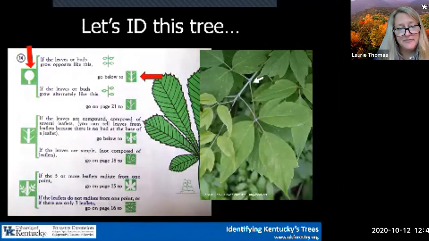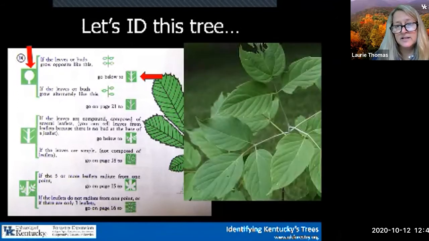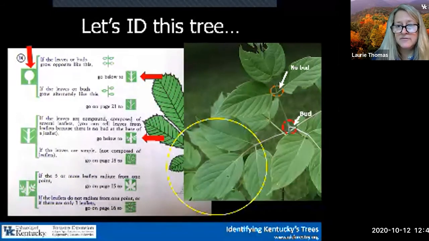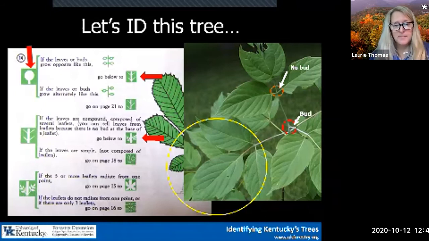Now it's asking us about leaf form. If the leaves are compound, composed of several leaflets, again, it tells you that you can tell leaves from leaflets because there's no bud at the base of a leaflet, or if the leaves are simple, not composed of leaflets. Well, let's look at a little better, closer up picture to see that. So what we see is there's no bud here, which we looked at when we were trying to make sure we got our arrangement correct. But instead there is a bud down here. So that makes this whole thing a compound leaf because our bud is down here with the stem and there are three leaflets on this. So this is a compound leaf. I wanted you all to get to see a compound leaf.